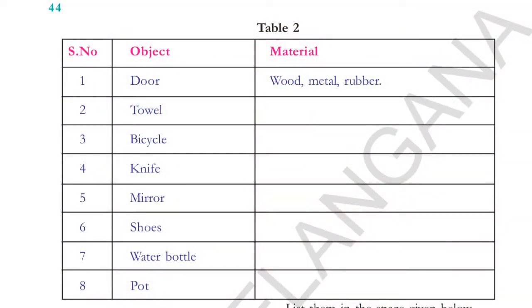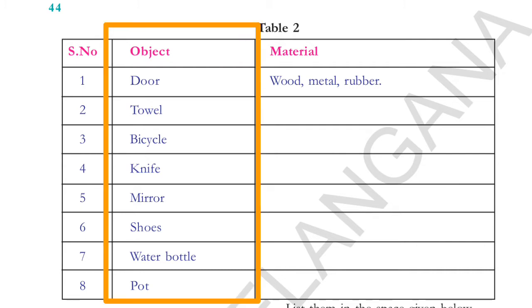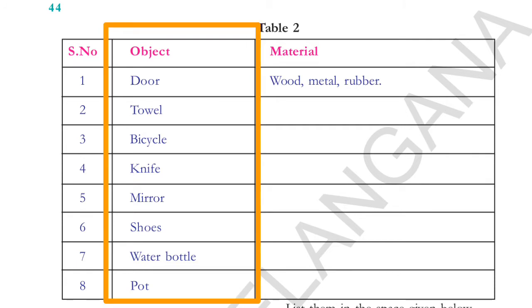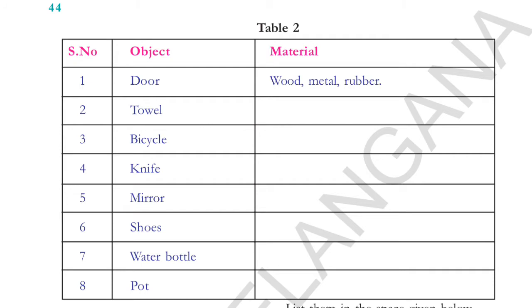Okay, yes, students, you can see the table 2 which is related to that first activity that I explained just before. Here you have to make a list of the objects first, then you have to write the name of the material used to make the object. You see that, what are the objects names given in that column? Door, towel, bicycle, knife, mirror, shoes, water bottle, pot, etc. See here, what are the materials used to make these objects?